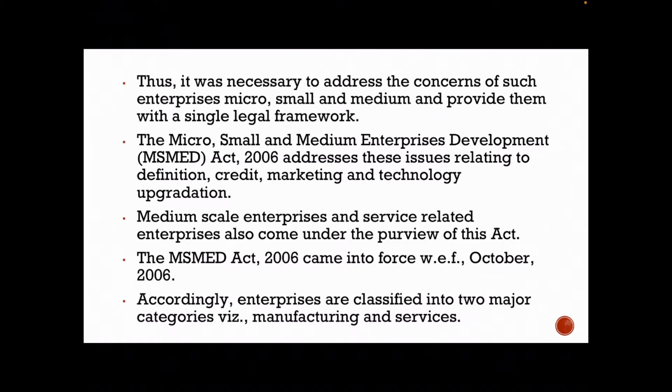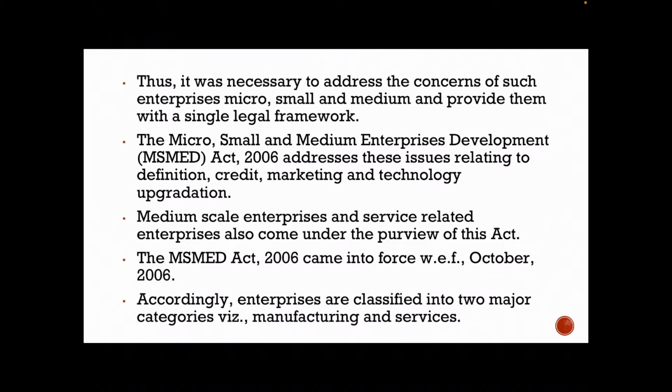When we are moving from micro to small or small to medium, we need more tech, or just in general, we need to upgrade our tech so that we can create not just better quality, but more quantity. Especially with the dedicated workforce they have, they will be able to make more outputs quickly, with more quality and quantity as well. Now, medium-scale enterprises and service-related enterprises also come under the purview of this act.